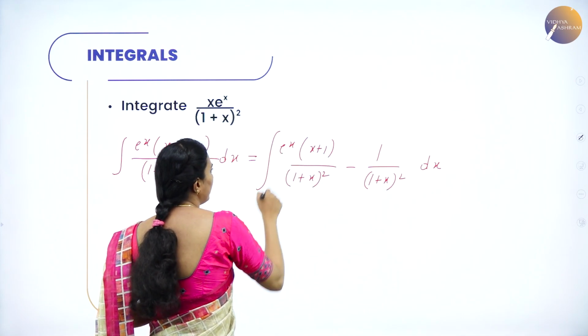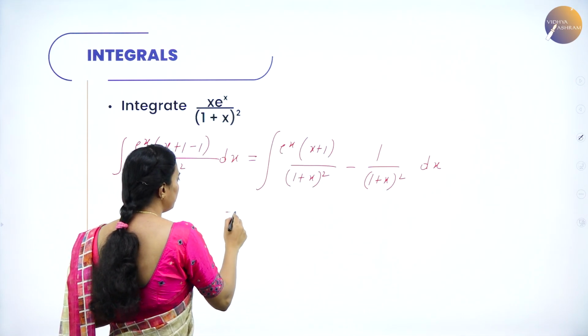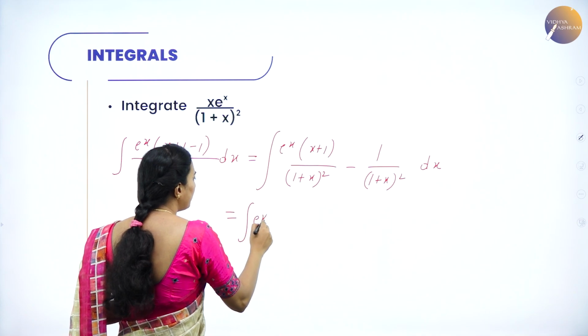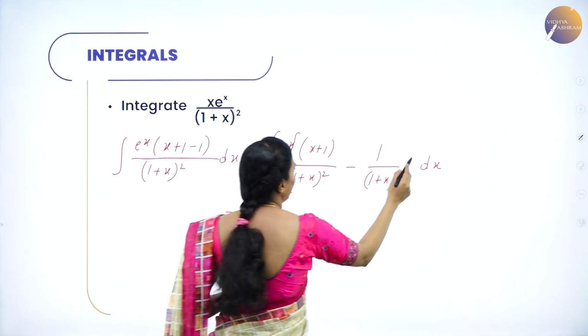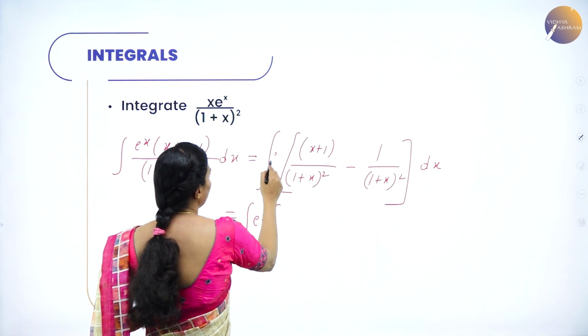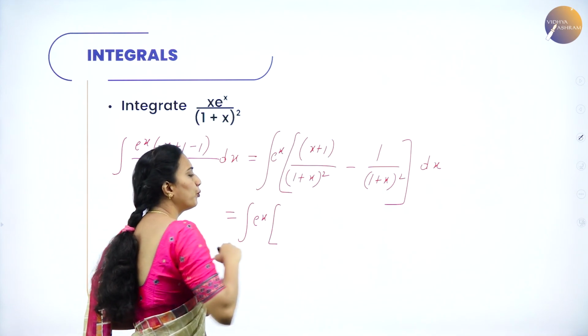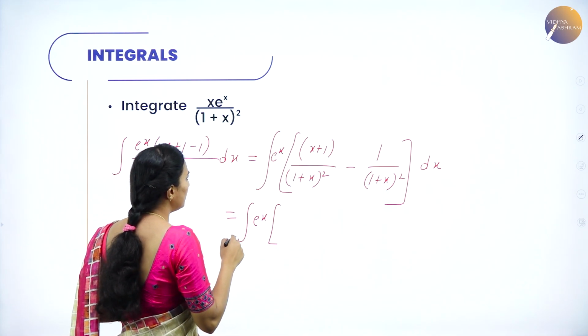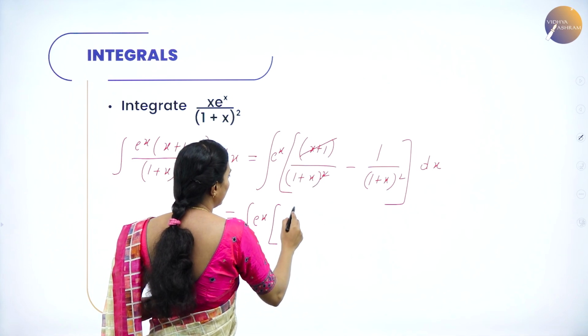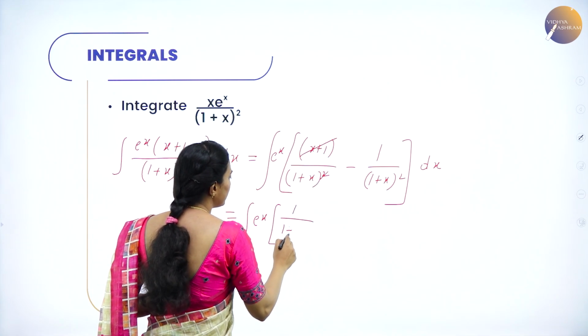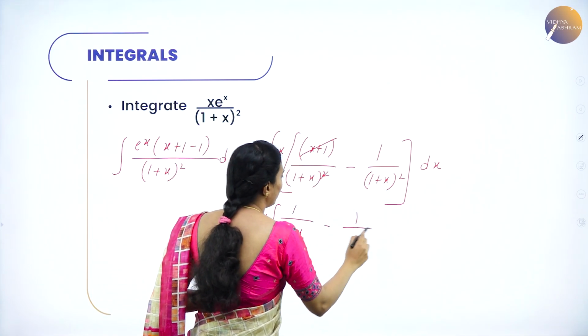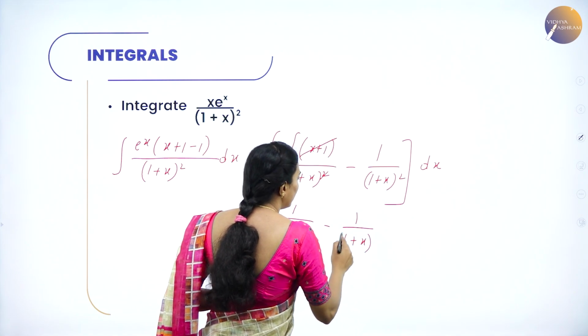Now here e power x will be multiplied throughout, so you can write this as e power x into the bracket, with e power x multiplied throughout. Now, x plus 1 will get cancelled, leaving 1 over 1 plus x minus 1 over 1 plus x whole squared dx.